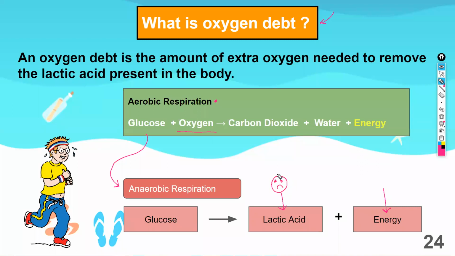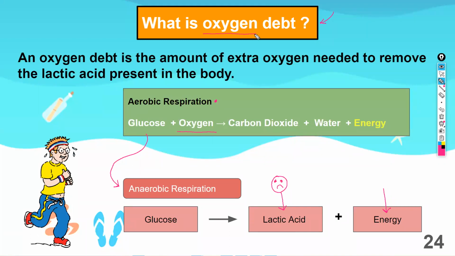So when you are finished with the high intensity exercise, your body has a lot of lactic acid built up in it. So it has to get rid of it. It has to break down that lactic acid. And guess what your body needs to break down and get rid of the lactic acid?